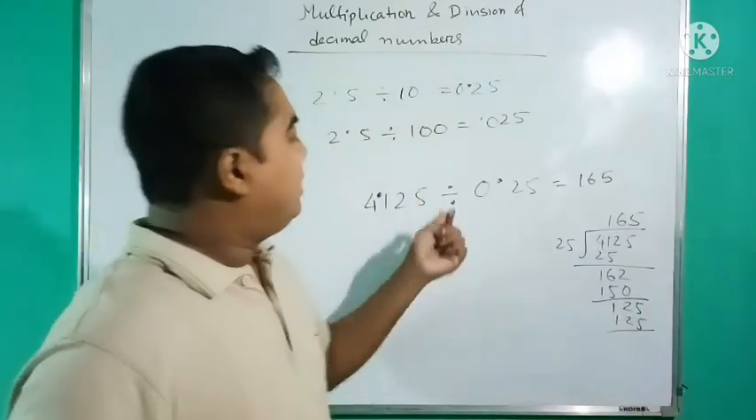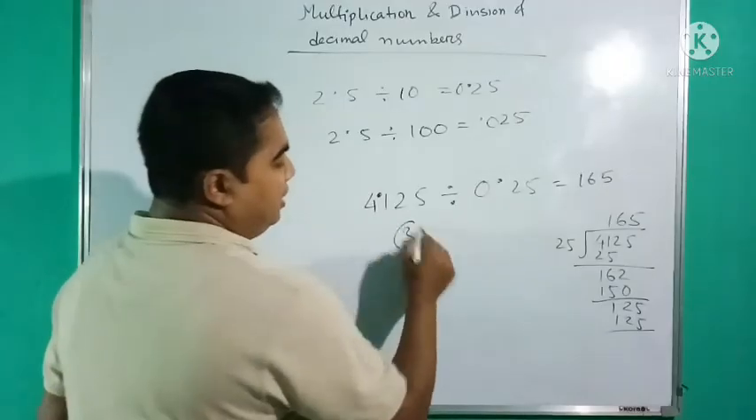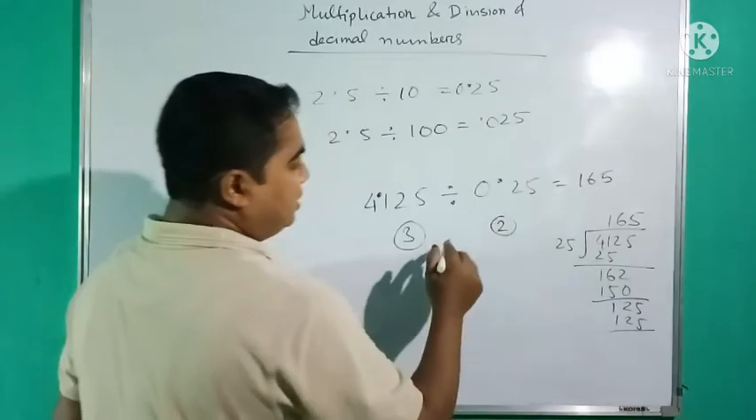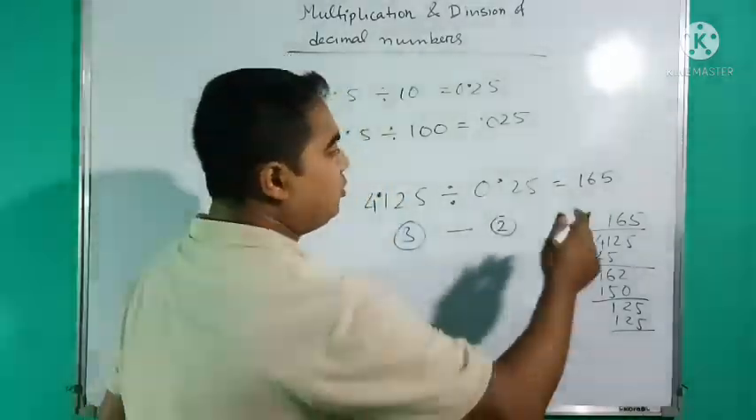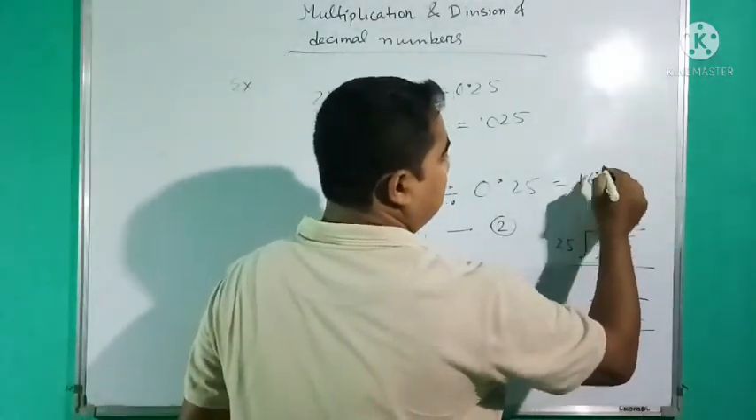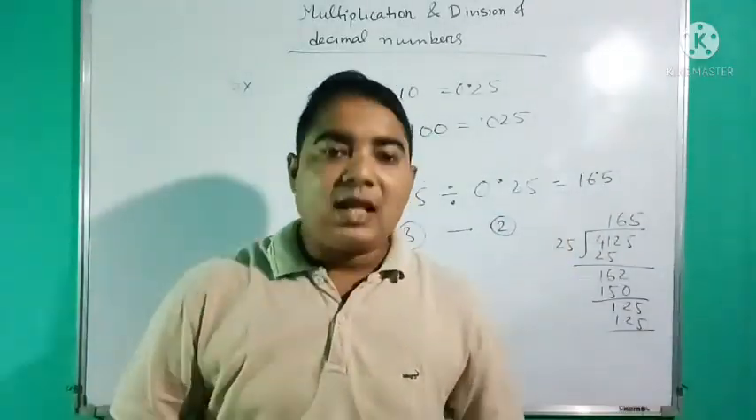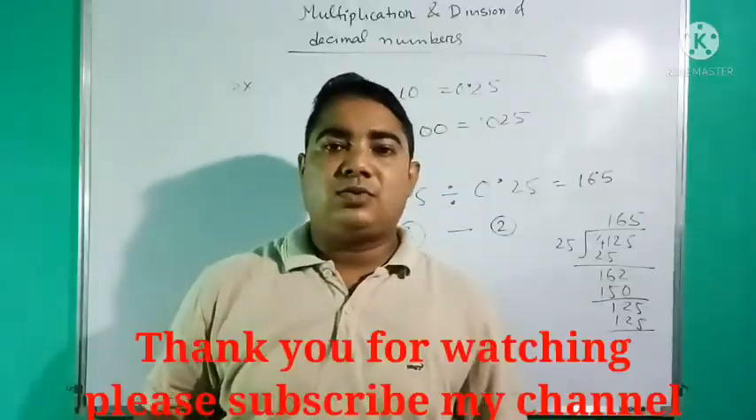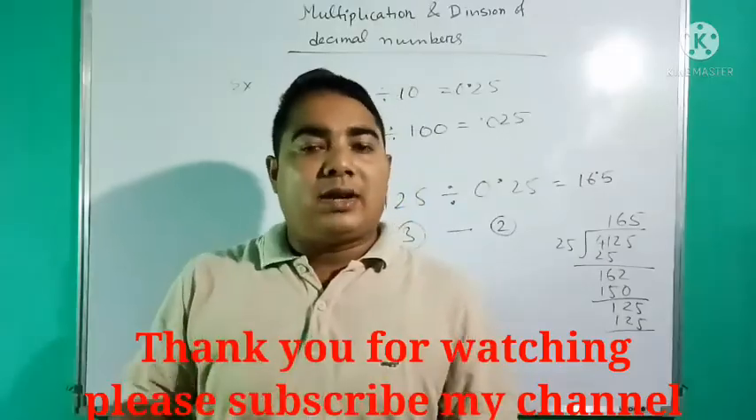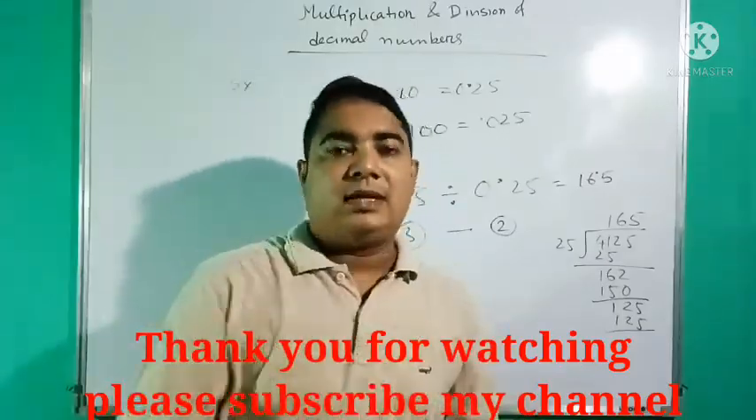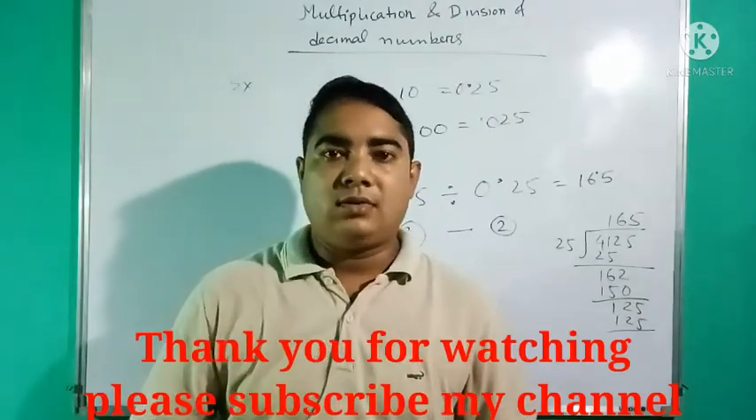Now think about decimal places. Here how many decimal places? 3 decimal places. Here how many decimal places? 2 decimal places. Now subtract. 3 minus 2, that means only 1 decimal place. So count from right to left. That means 16.5. So if we need to multiply two decimal numbers, then you add the decimal places. If we need to divide one decimal number by another decimal number, then you subtract the decimal places. Clear point? Okay. Thank you. This much for today.